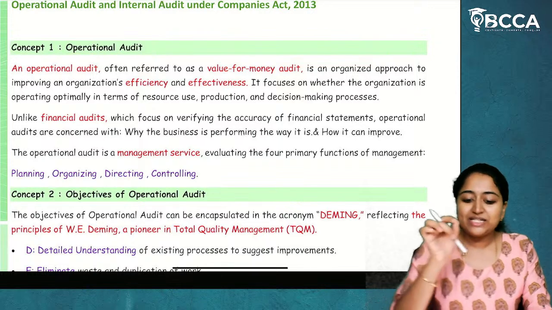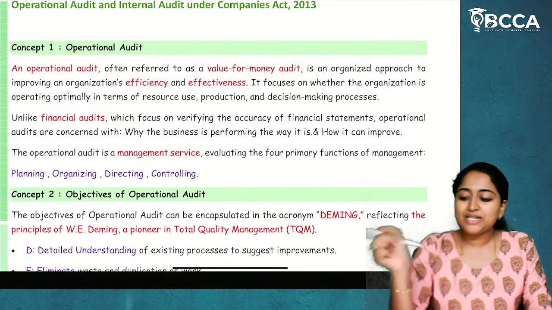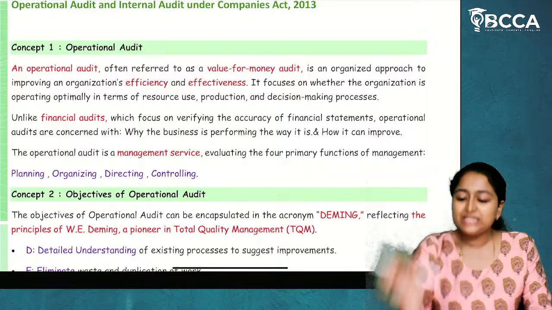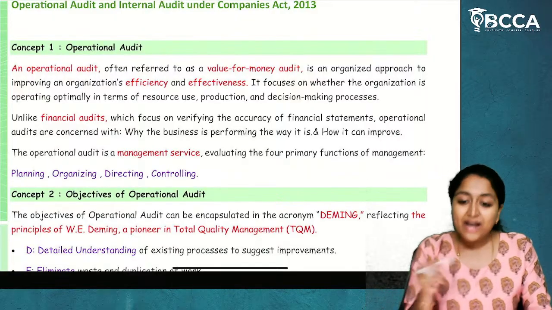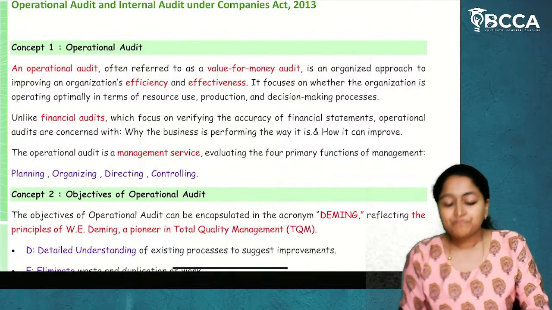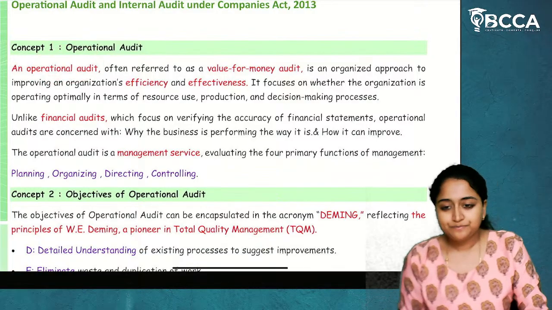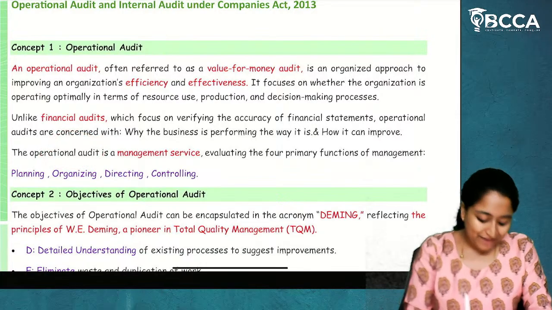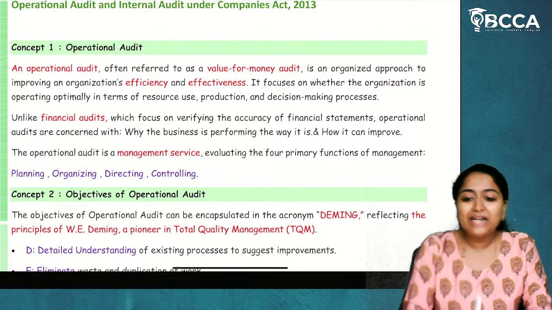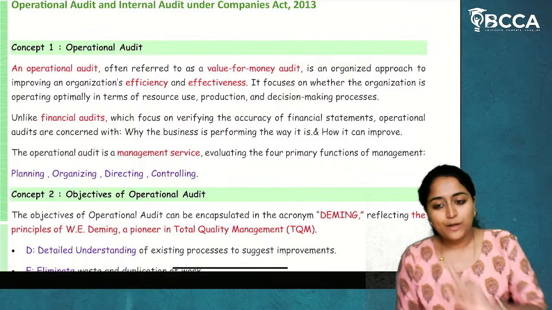Why are my operations only like this? Why is production happening like this only? Is this the best production happening? Is this the best decision that was taken? Regarding this, the evaluation will be done, and that is called operational audit. In this operational audit, we are going to assess planning, organizing, directing and controlling. I hope it is clear.